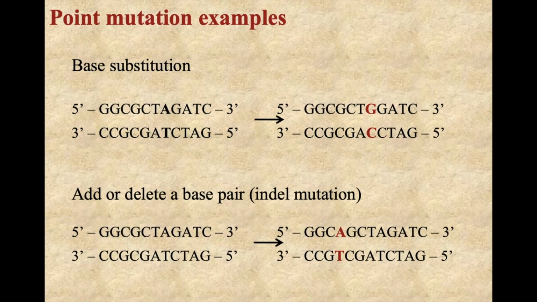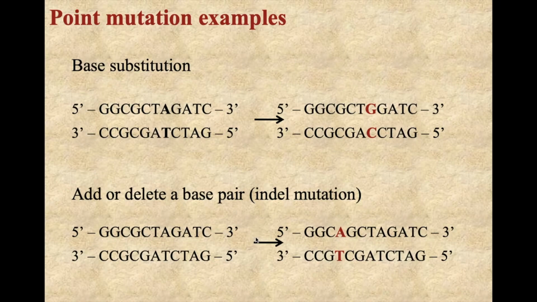I want to show you some point mutation examples. So in the top one, you can just see a base substitution taking place where you originally had an AT pair and DNA polymerase accidentally puts in a GC pair. And if it doesn't get picked up by proofreading activity, then it gets passed on to the progeny and becomes permanent. Indel mutations, insertion, deletion mutations, are when something either gets added or removed, causing a frame shift.